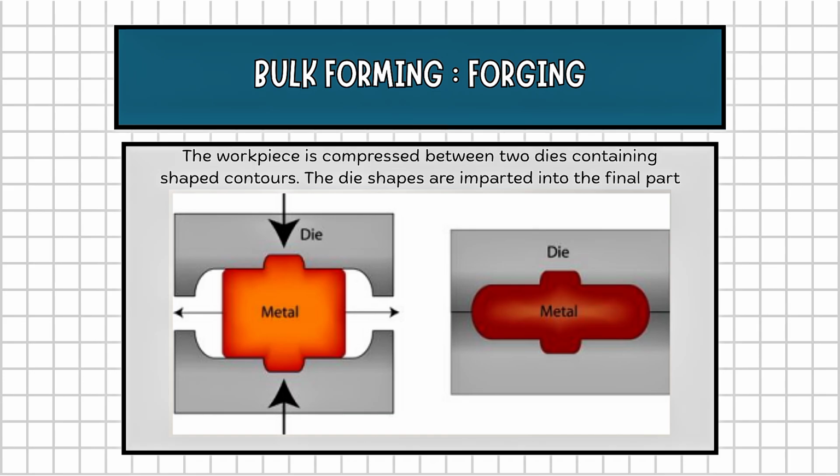Next, we have forging. The workpiece is compressed between two dies containing shape contours. The die shapes are imparted into the final part. Forging compresses a heated metal workpiece between two shaped dies. The contour of the dies is transferred to the metal, forming the required geometry. And it produces very strong components because the internal grain flow follows the part shape. Forging is used for critical parts such as gears, crankshafts, bolts, and tools.